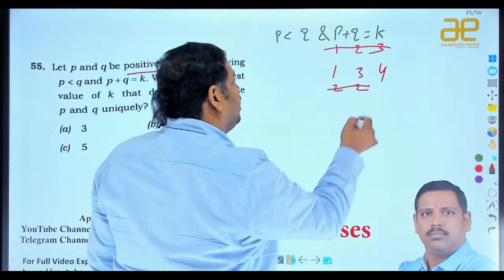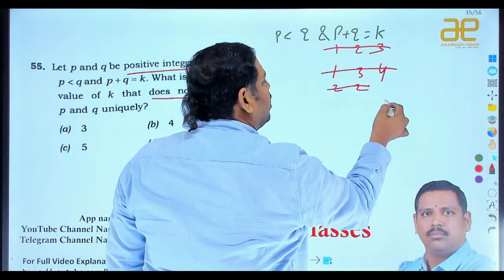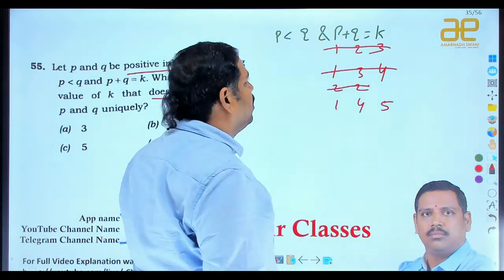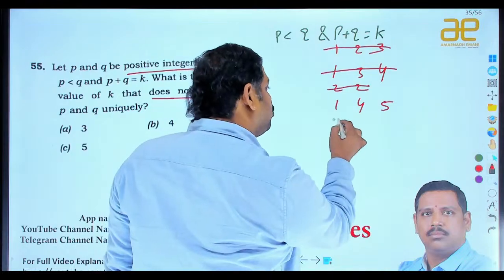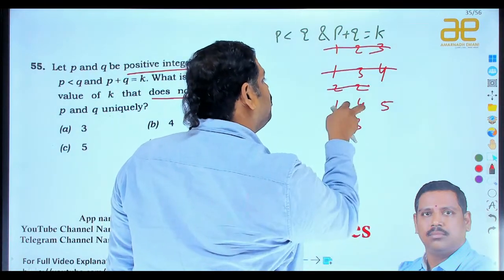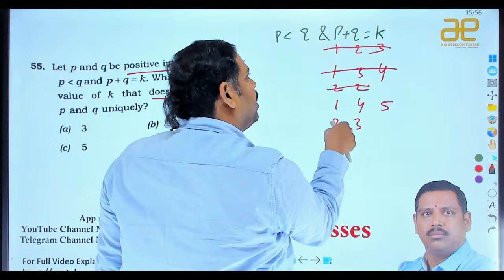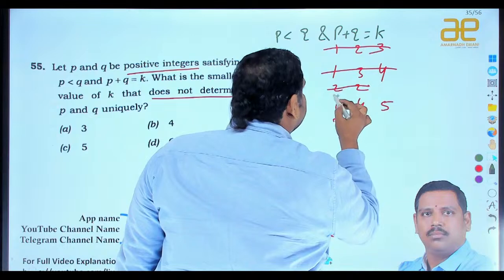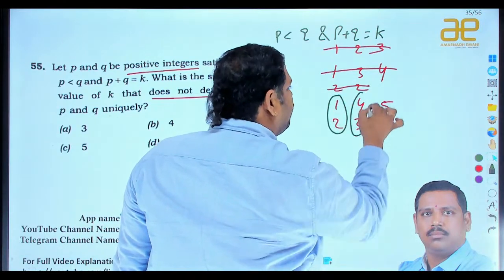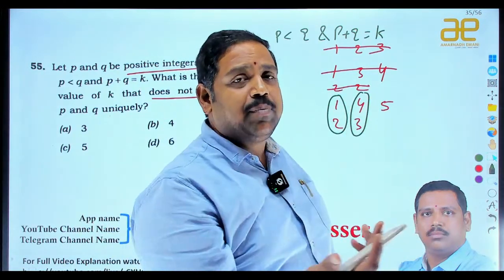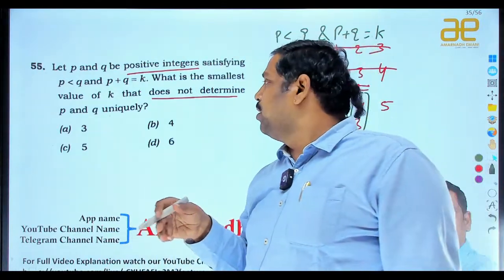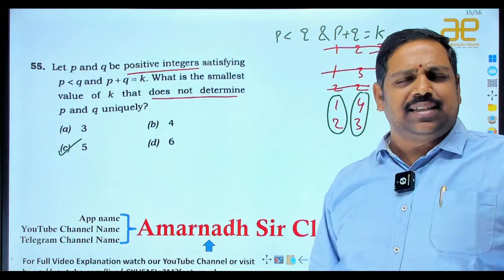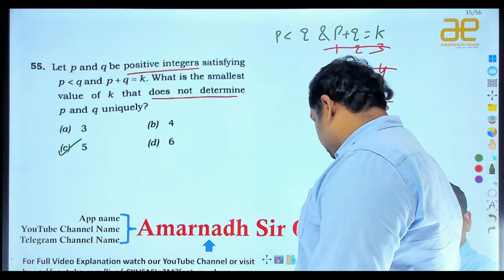But he is saying that it should not be unique, so go to the next number. If K is 5, it can be 1 and 4, or it can be 2 and 3 also. Both P less than Q and P plus Q equal to K are satisfied. Now I am unable to decide the value of P: either 1 or 2 or 4 or 3. That means the least value of K is 5. So C is the answer. Hope you understand. It's a simple question if you understand. Go to the next beautiful question.